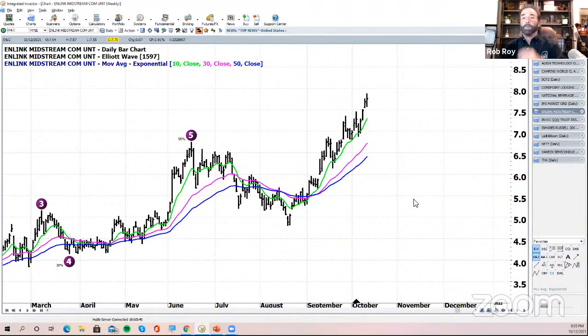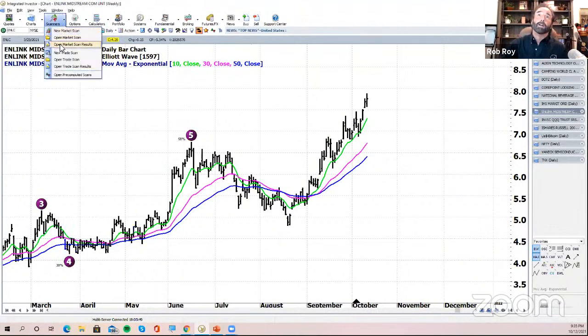All right, so at this point in time, let's see if we can find a case study consideration that'll work as well as some of these others have. And we go to this button here, is scanners.